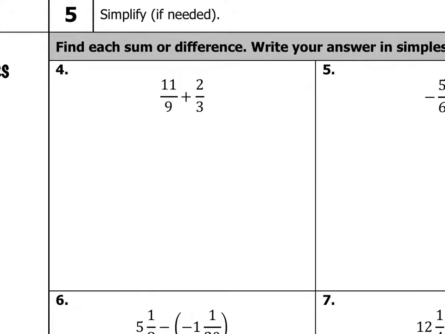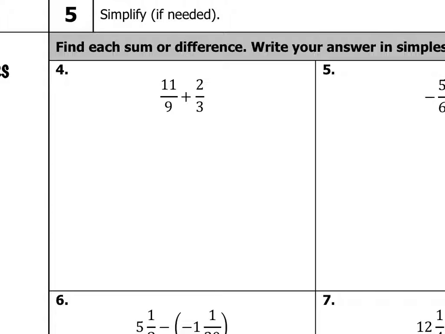In number 4, we have 11 ninths plus 2/3. So I don't have any mixed numbers here. I can skip step 1. And step 2 says to determine the LCM of the denominators. So here, my denominators are 9 and 3, and so we need the LCM of 9 and 3. Well, you can probably do that in your head. The LCM of 9 and 3 is 9.